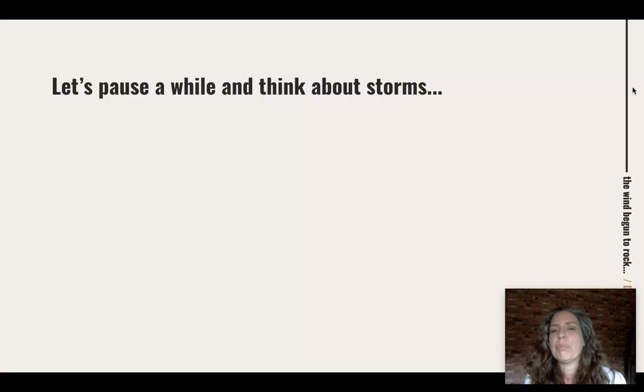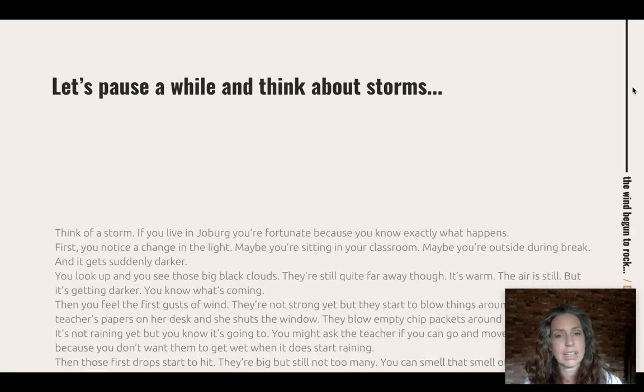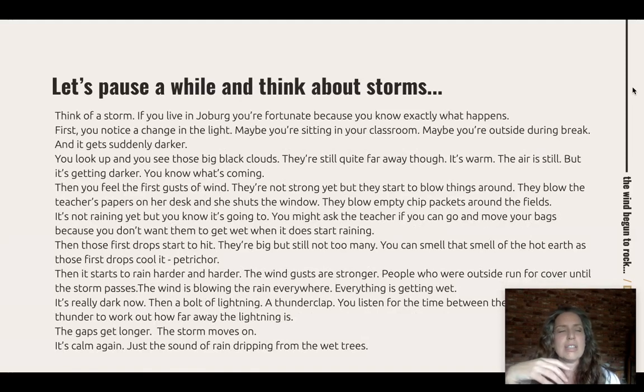But before we carry on with the poem, I want you to just pause a little bit and think about storms. Now, you're super lucky because if you are living in Joburg, then you know all about storms. So just think a little bit about the way that storms happen. It starts with the light getting a little bit darker. You notice it. You maybe see the clouds building up because you notice that change in the light. It's still warm. You might feel the occasional little gust and you know that a storm is coming. You might be sitting somewhere and you look out the window and you feel it. You might be outside. But you know it's quite far away, but it's coming. You know that the storm is on its way.